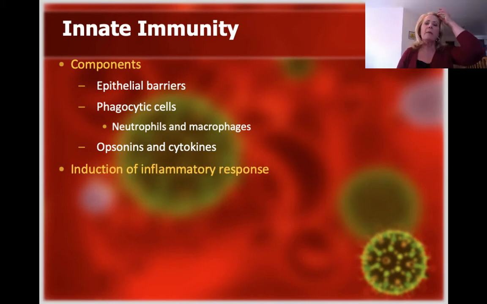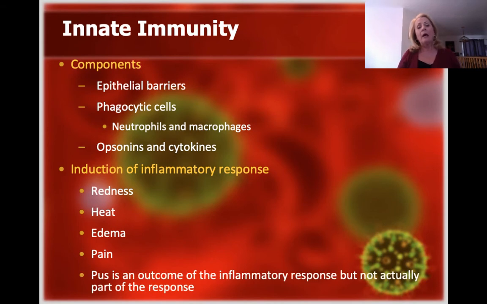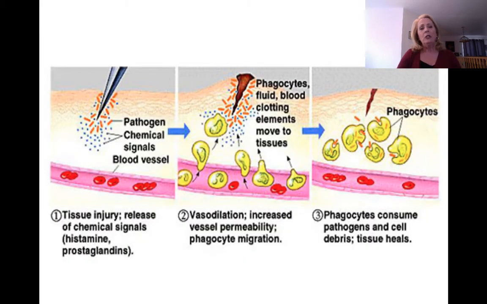So then the next part is induction of the inflammatory response. And the inflammatory response includes redness, heat, edema or swelling, and then pain. And then the outcome of this would be pus. Now, pus is not actually part of the inflammatory response, but an outcome of it. So let's talk just a little bit about the inflammatory response.